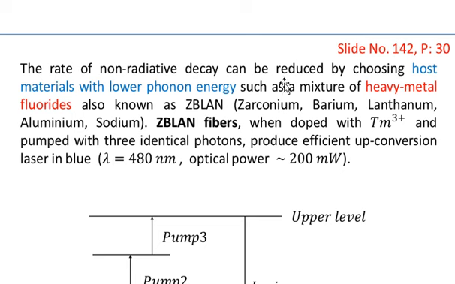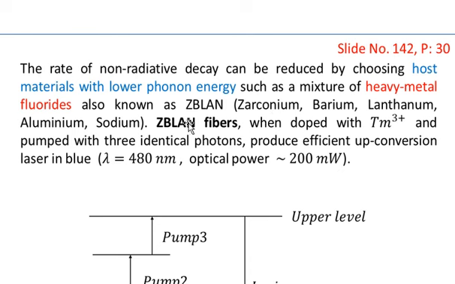The rate of non-radiative decay can be reduced by choosing a host material with lower phonon energy, such as a mixture of heavy metal fluorides. So you see that rather than using different dopant materials, and you know that the dopant materials that we use are from the rare earth elements, if we use the same dopant materials, then we can choose a different host material. So the rate of non-radiative decay can be reduced by choosing host materials with different phonon energy, such as a mixture of heavy metal fluorides, also known as ZBLAN.